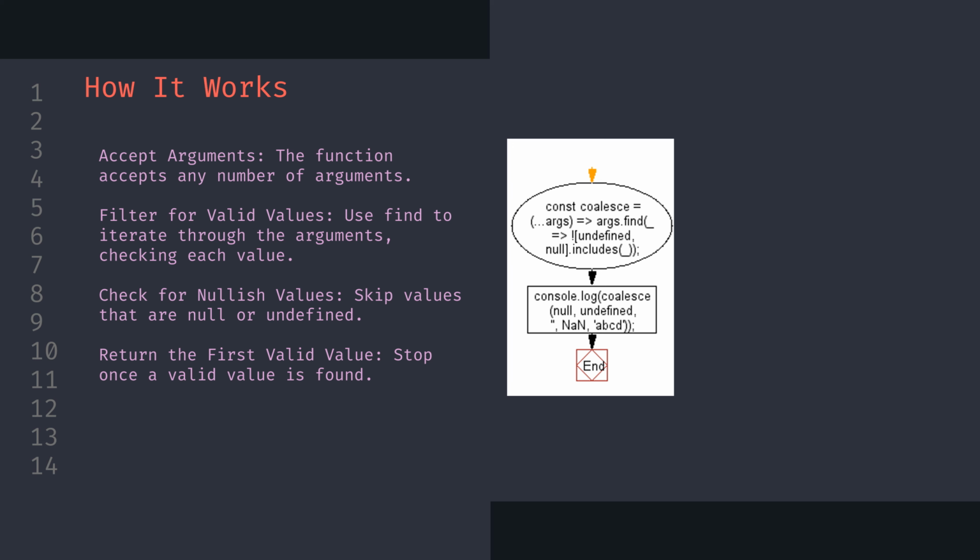The process starts by accepting multiple arguments, iterates through them, and skips nullish values. Once the first valid value is found, it is returned immediately.